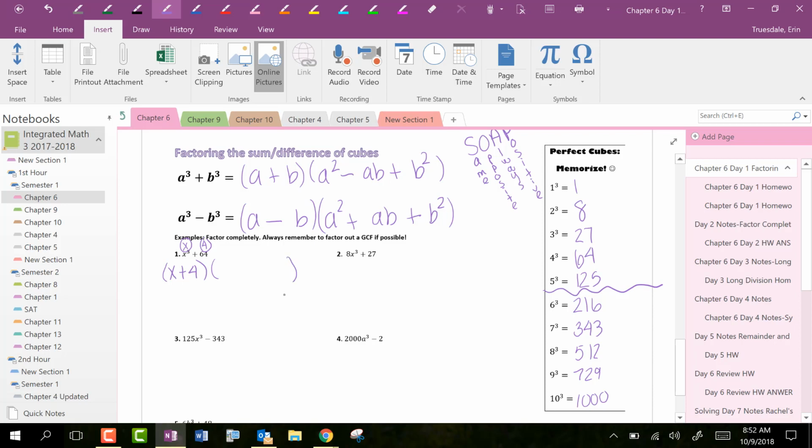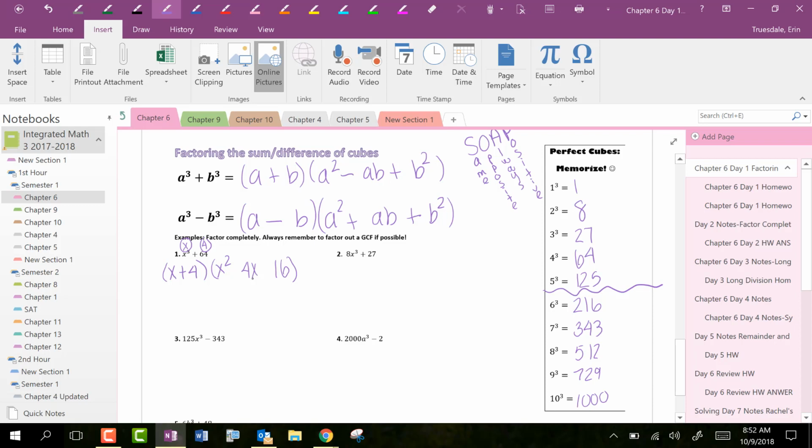Now the second factor is always a little bit tough, so I'm going to square that first number that I used, so x squared. Then I square the last number, so if I square this 4, what should go here at the end? 16, and then in the middle I multiply them together, so 4x. Then I can put in my signs.